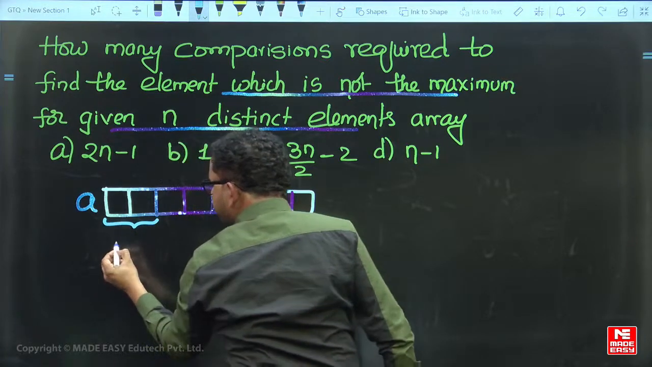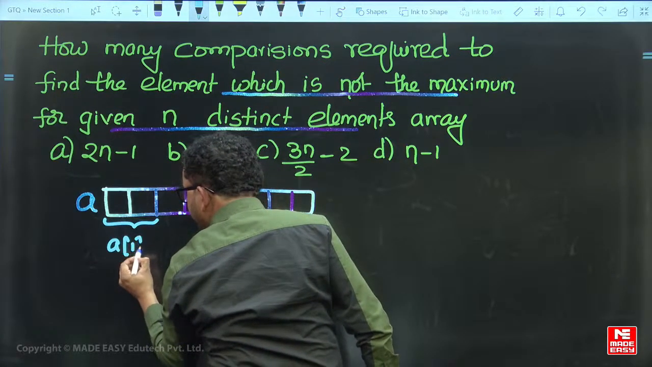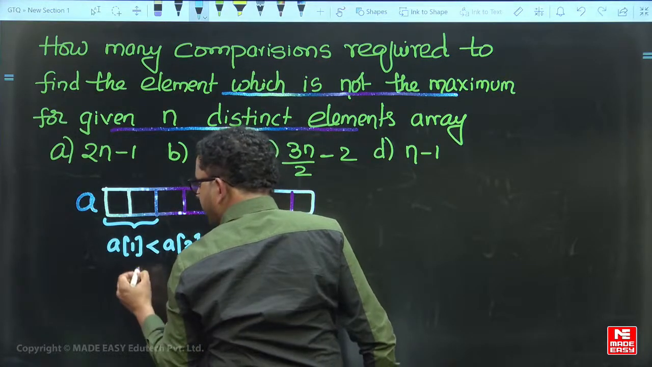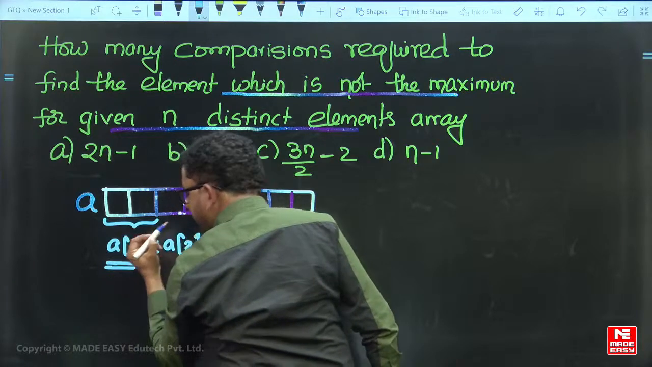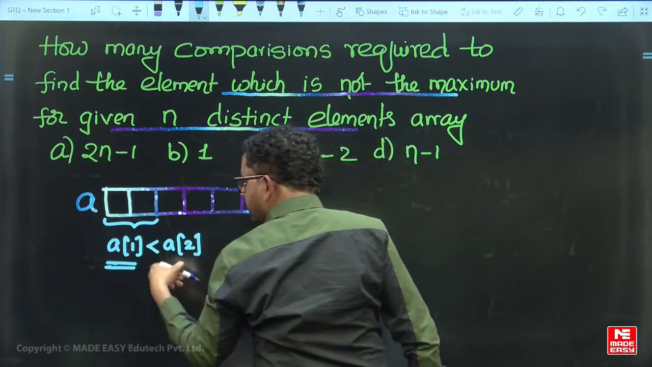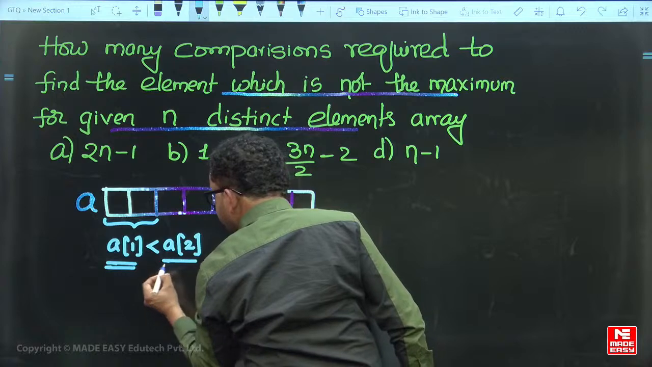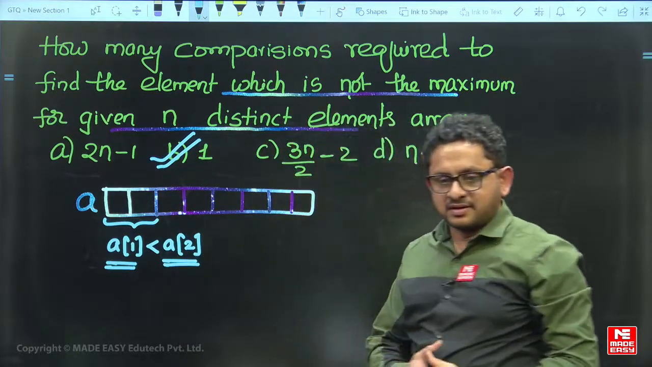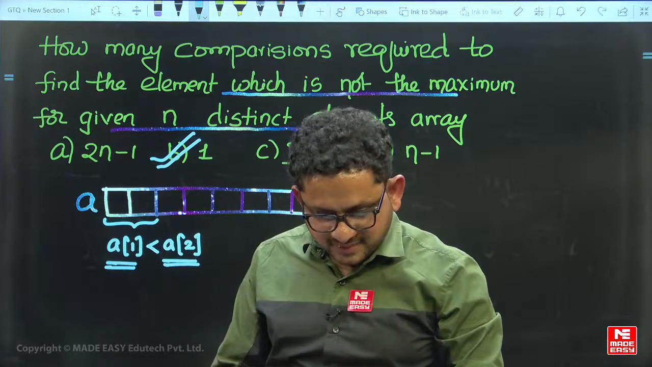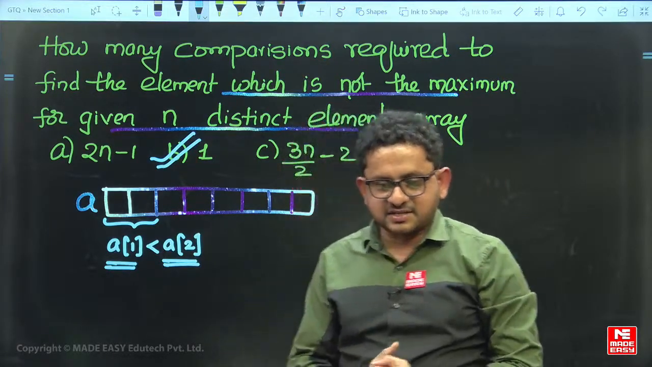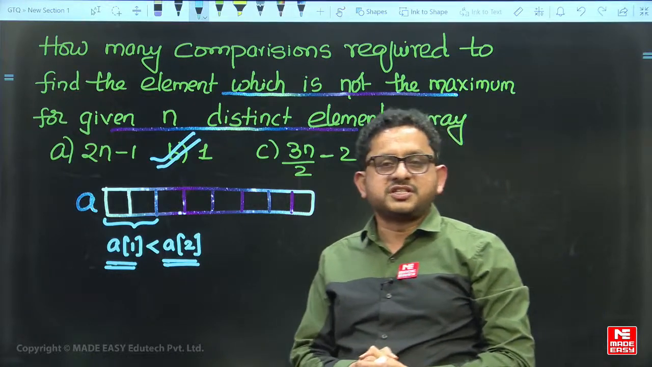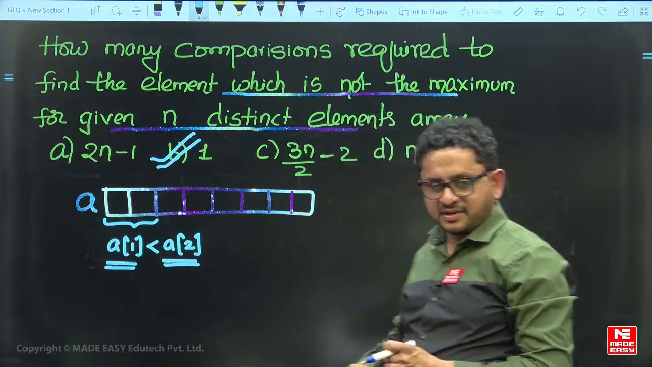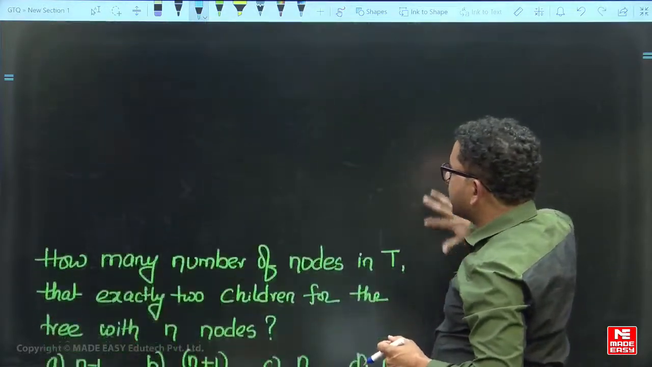If we compare two elements, for example a[1] less than a[2]: if true, then a[1] is not the max, so it is one of the non-maximum elements. If false, then a[2] is one of the non-maximum elements. So one comparison is sufficient, and the answer to this question is 1. Yes, we did this question in class also, but this procedure works only if the list has distinct elements. Next, one more question.